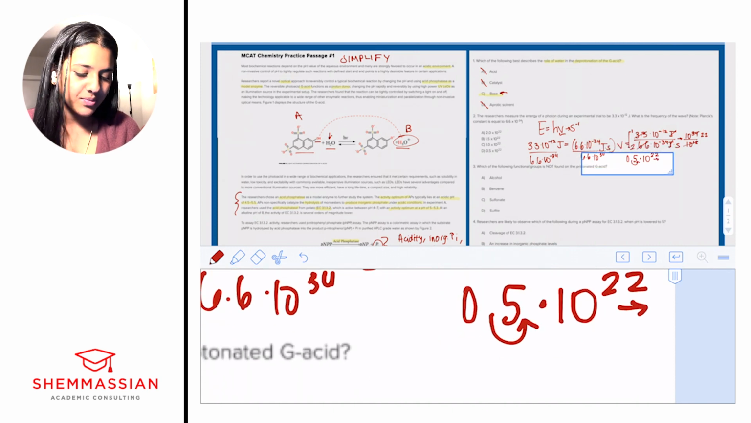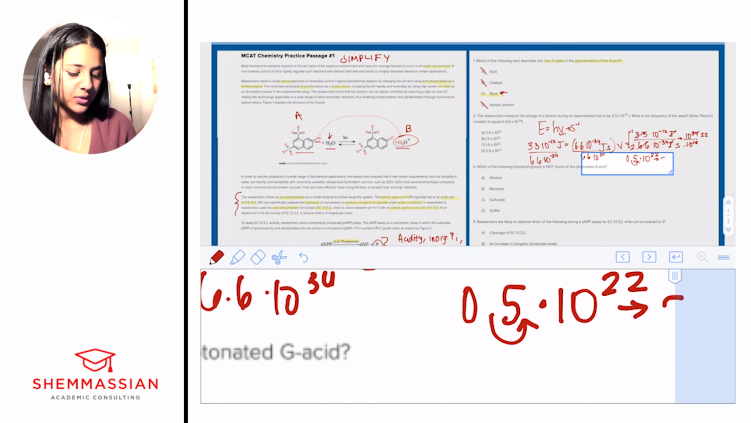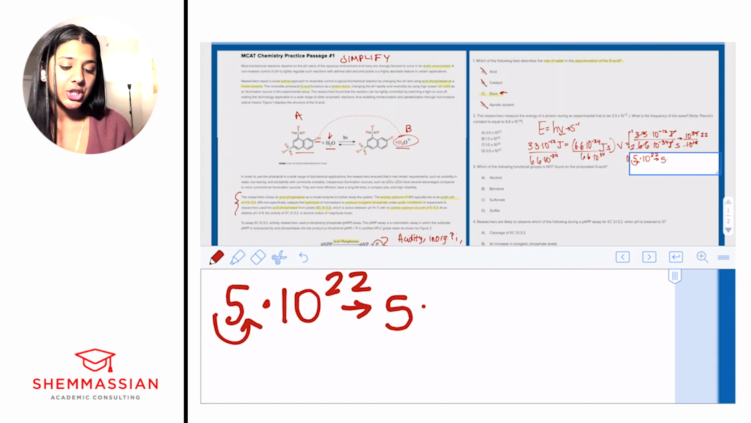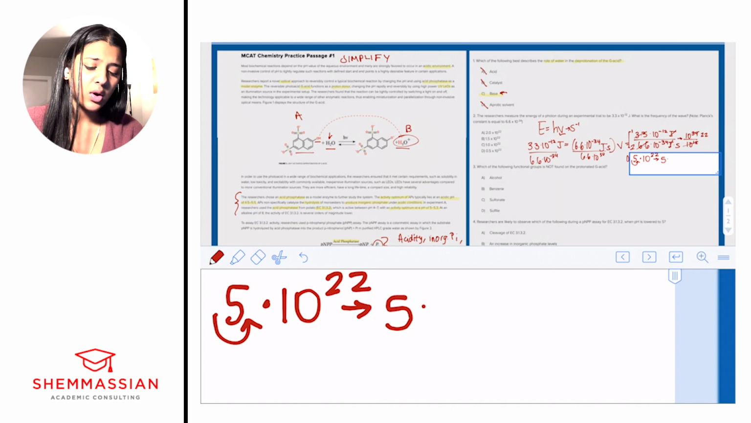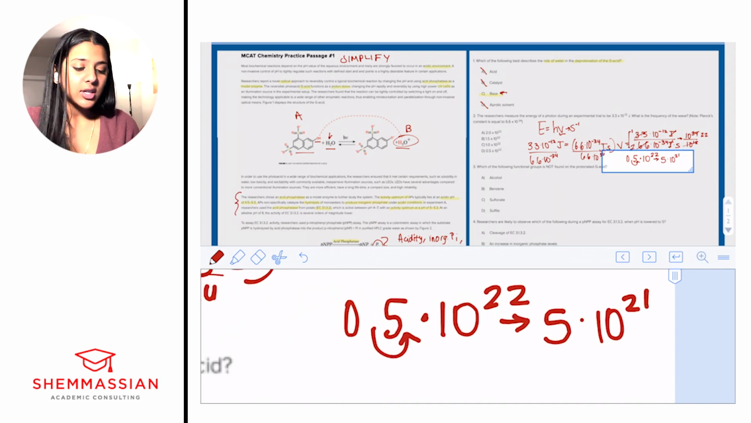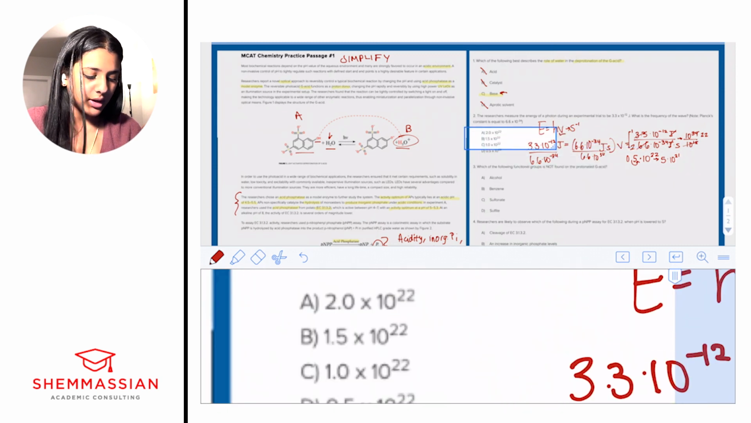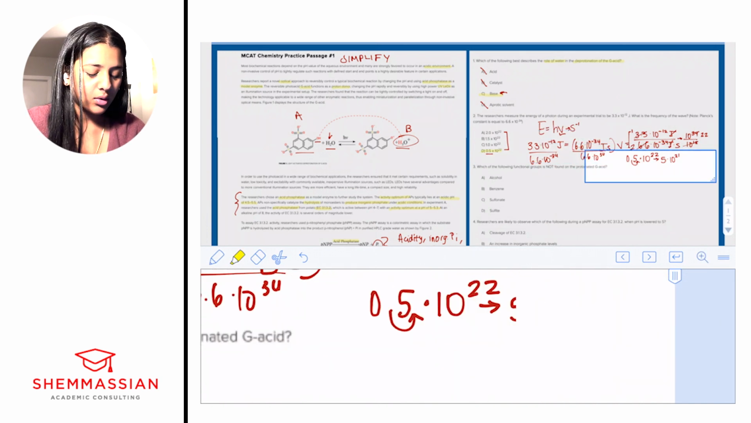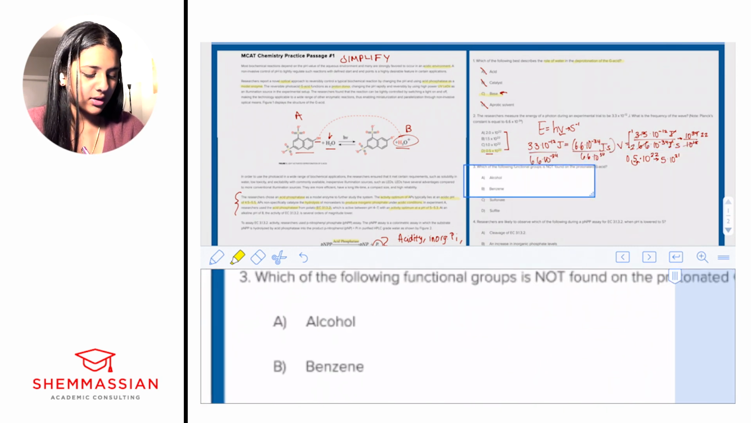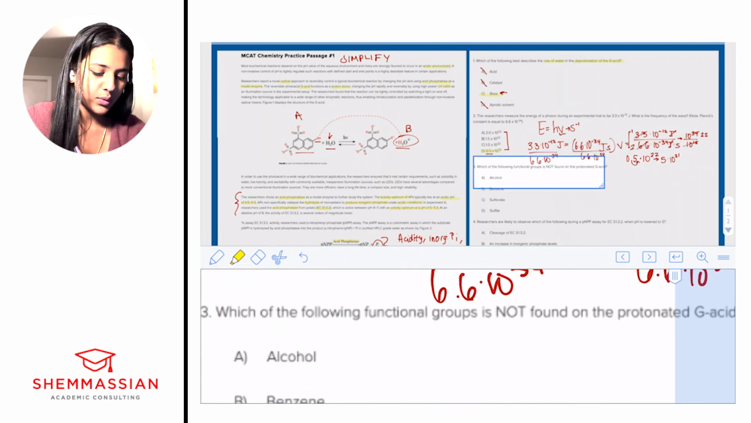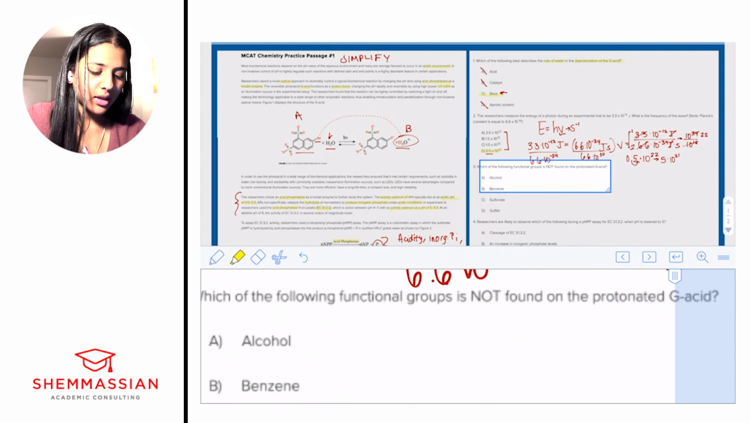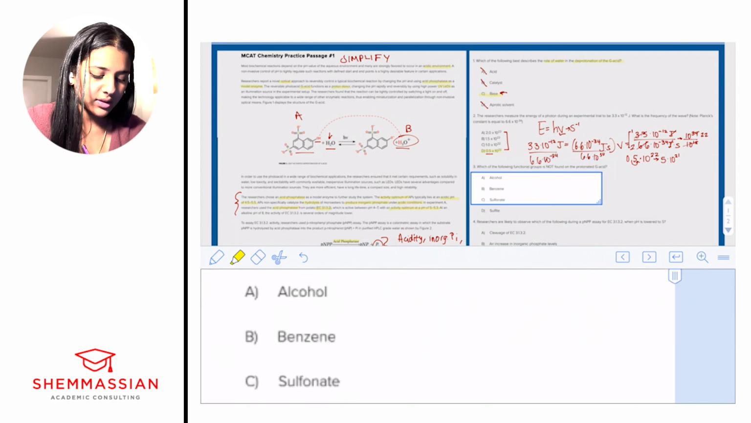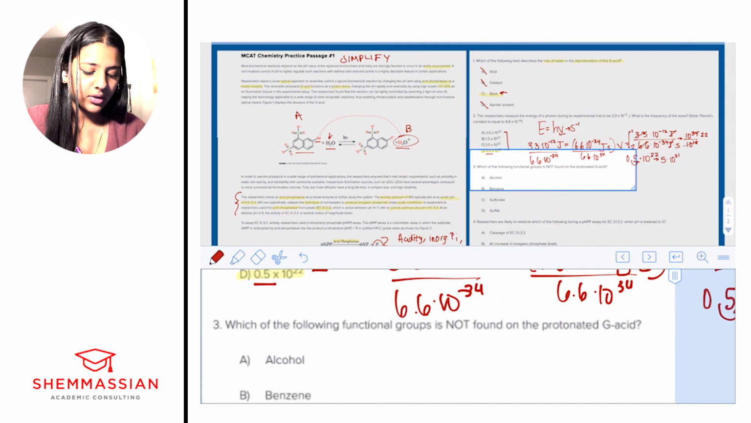All right, question 3. Which of the following functional groups is not found on the protonated G acid? All right, so for this, I would recommend going back to the passage, looking at the reaction. This is the protonated G acid, and let's look at the answer choices. So the first one is an alcohol group. So we know alcohol group is going to be ROH. And if we go to the protonated G acid, we can see that there actually is an OH group right here. So we can cross out A. And along with that, we see these 2 big benzene rings right here. So we can probably cross out B as well.